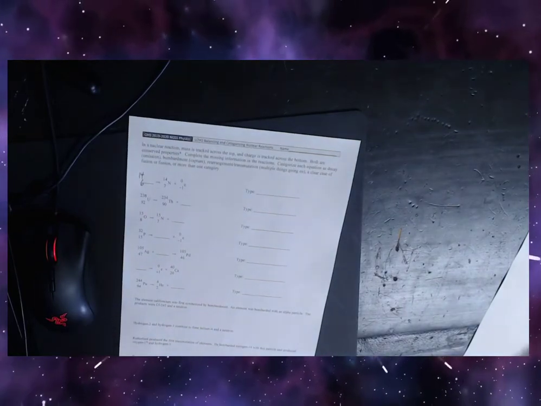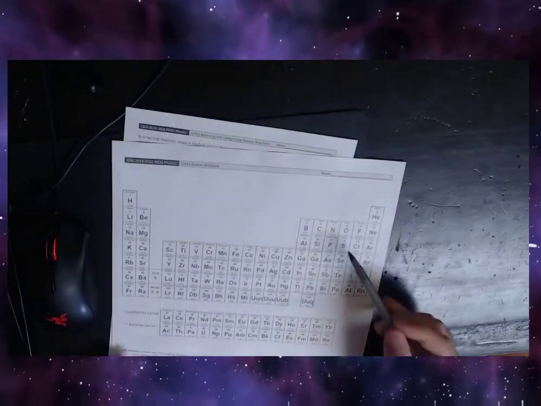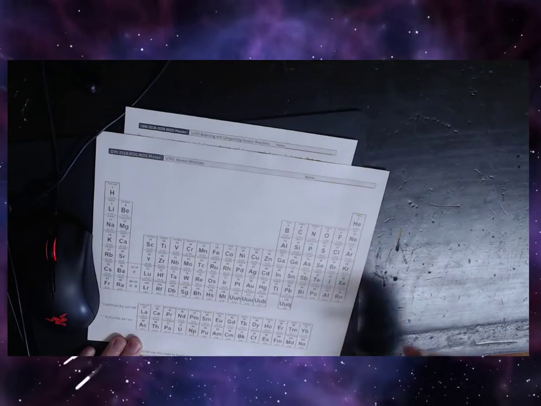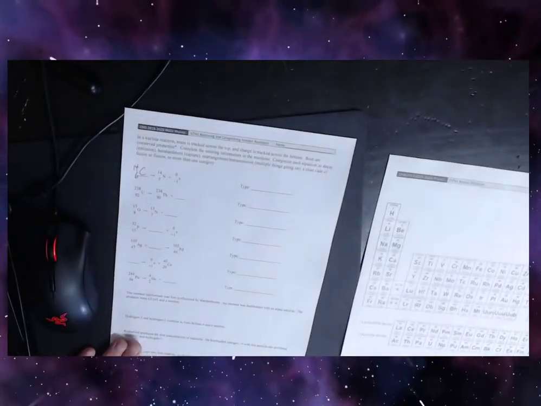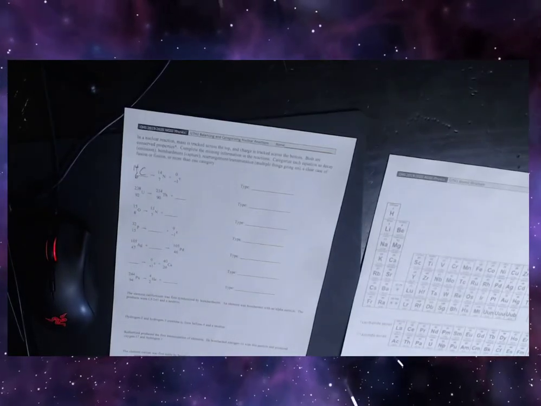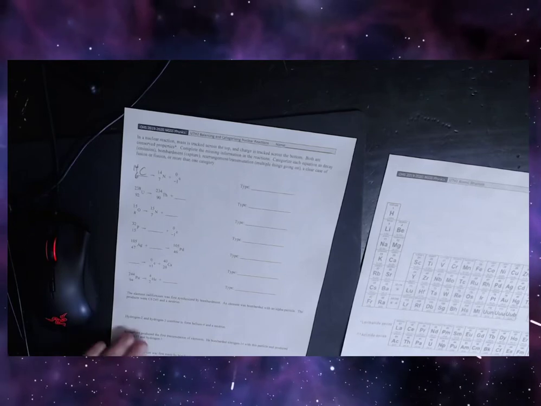Well, what has an atomic number of 6? I'm glad you asked. Right here, carbon has an atomic number of 6. So the identity of this atom is carbon. That first one, as far as just balancing it out, is done. That's really, truly, that's it.